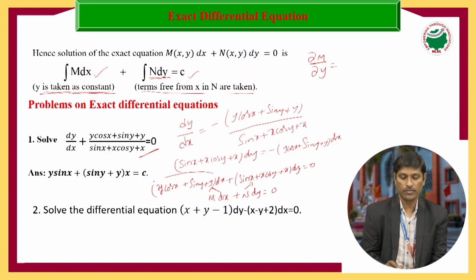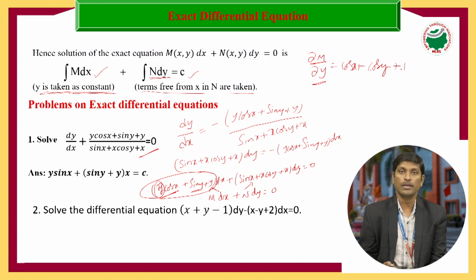So m is nothing but what we said, this is m, and we are differentiating with respect to y. In the first term, y cos x, cos x is a constant, and with respect to y, the derivative of y is 1, so cos x into 1 is cos x. Plus the derivative of sin y, which is cos y, plus the derivative of y, which is 1. That is ∂m/∂y.